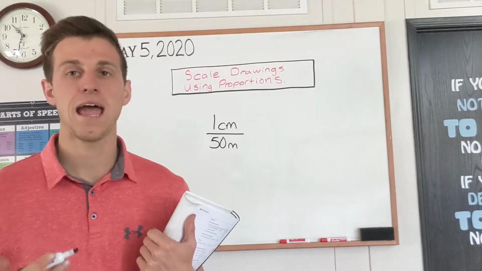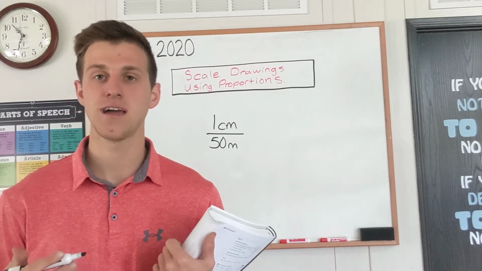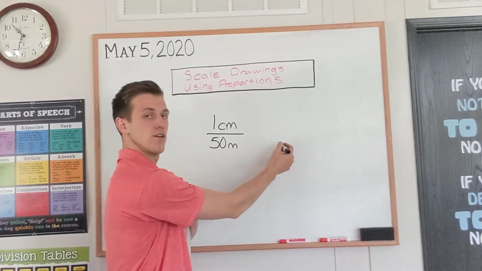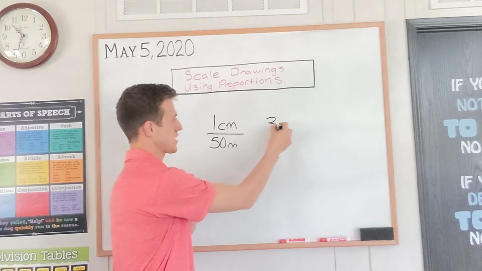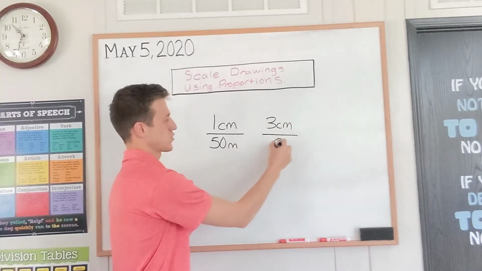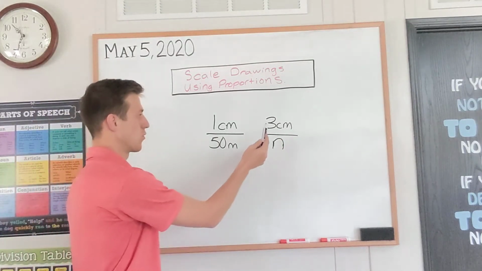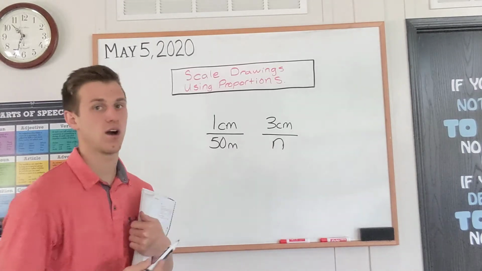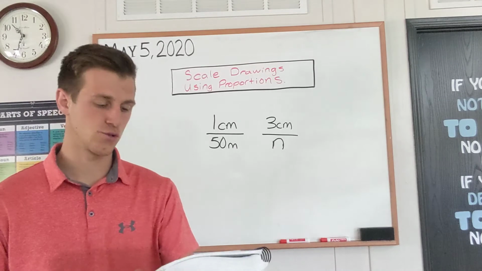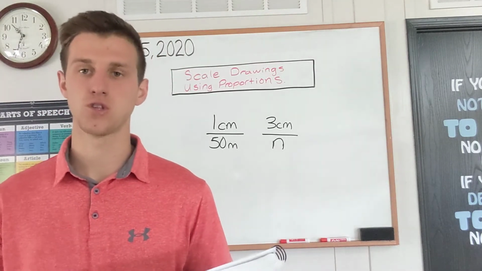And we want to know how tall an actual building is that measures 3 centimeters as a scale drawing, okay? So we're going to put our 3 centimeters right up here. And then this is what we're trying to solve for. We want to know the actual height of our building. So if we go 3 times 50, which would be 150 meters, divided by 1 would be simply 150 meters. The actual tower is 150 meters tall.